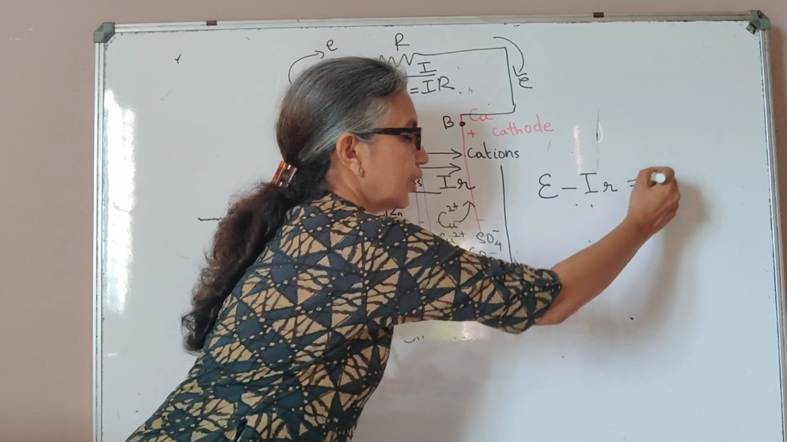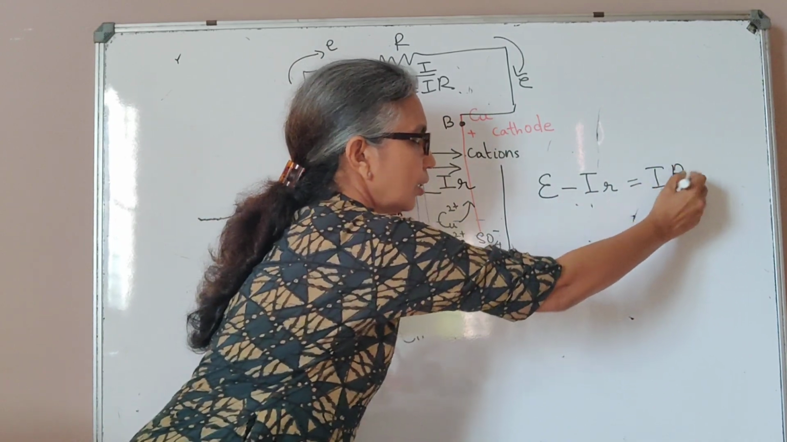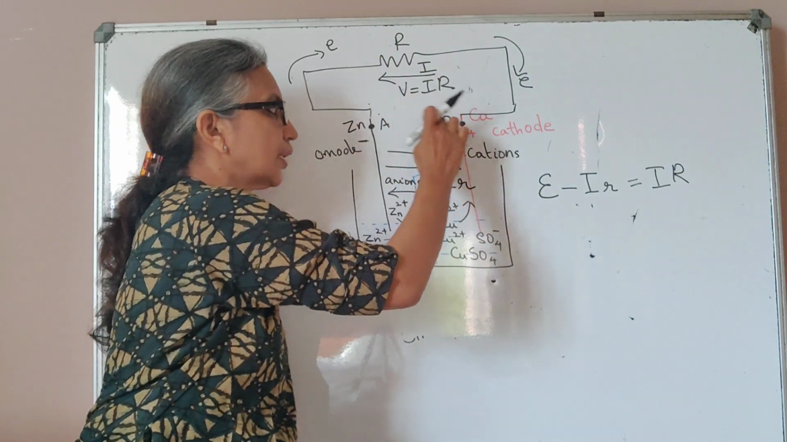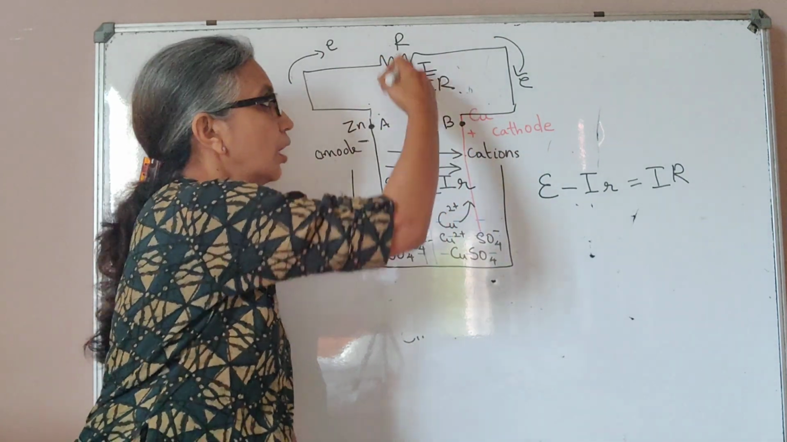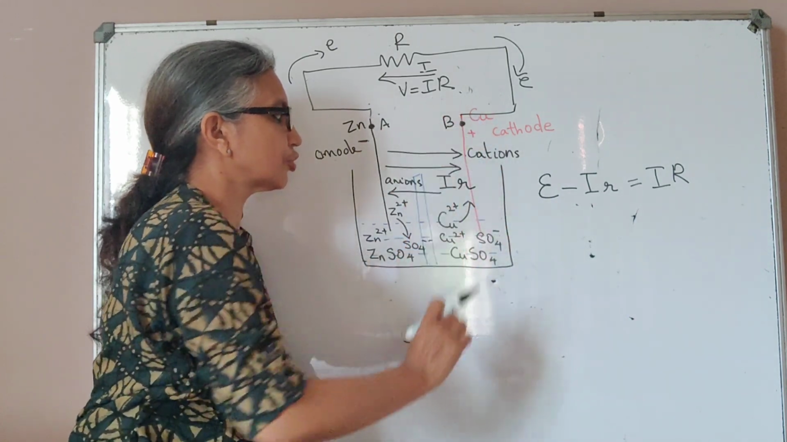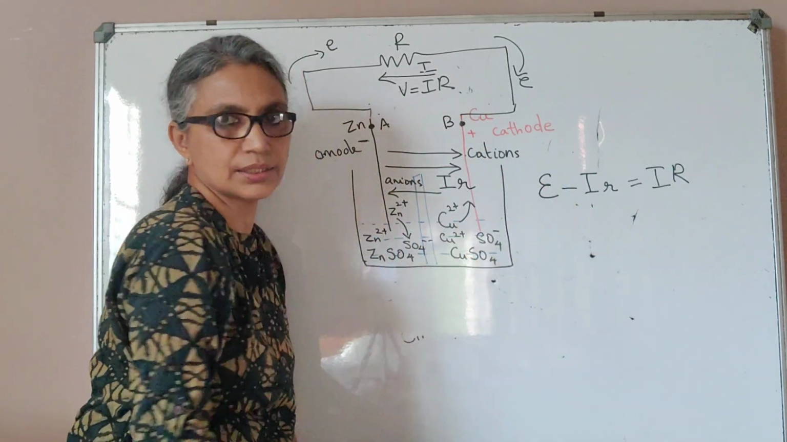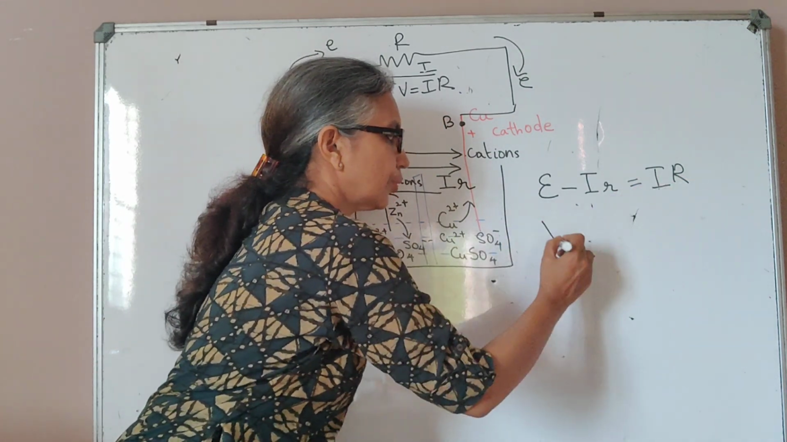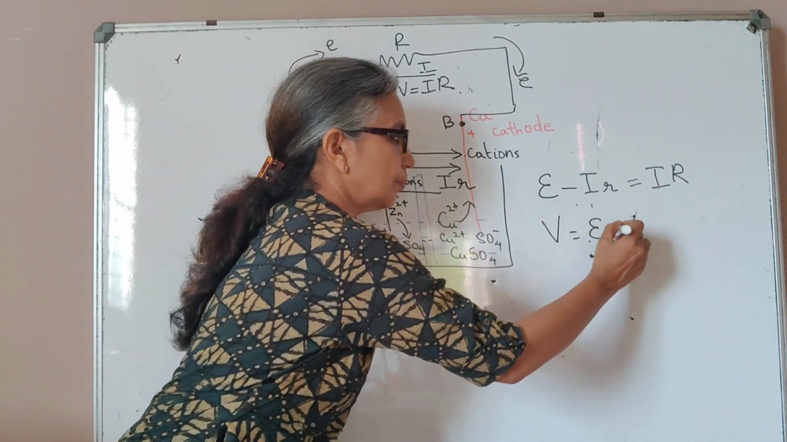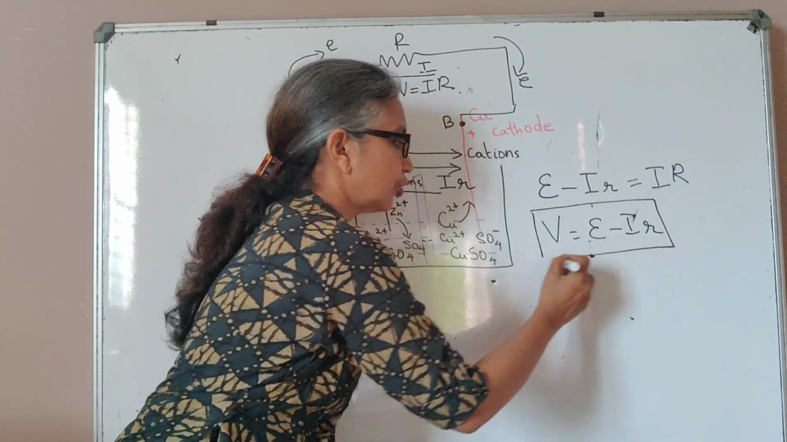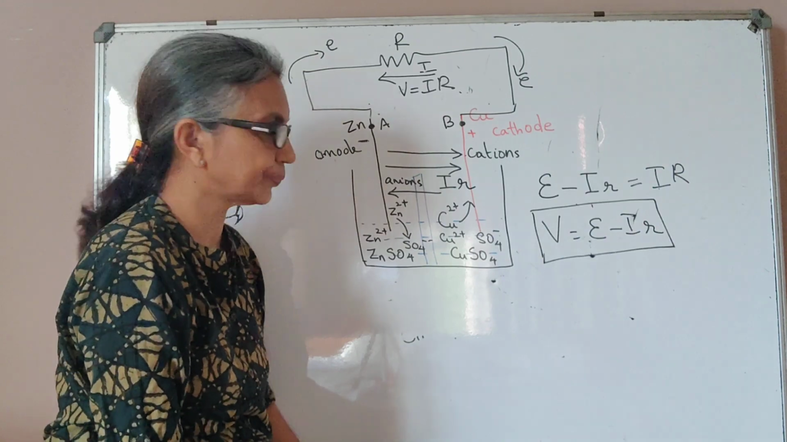So this is now equal to I into R, because this is the potential difference between the two terminals A and B, between the 2 points A and B in the external circuit, and inside the cell between A and B we have the potential as E minus Ir. So we have our new equation: I into R, which is V, equals E minus Ir, which is a very important equation for you to remember in this topic.